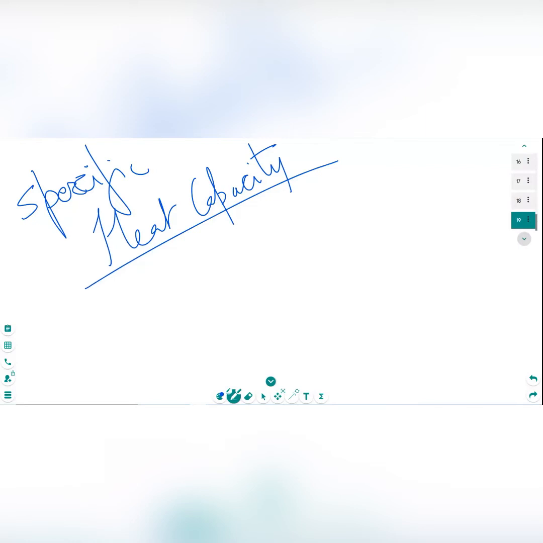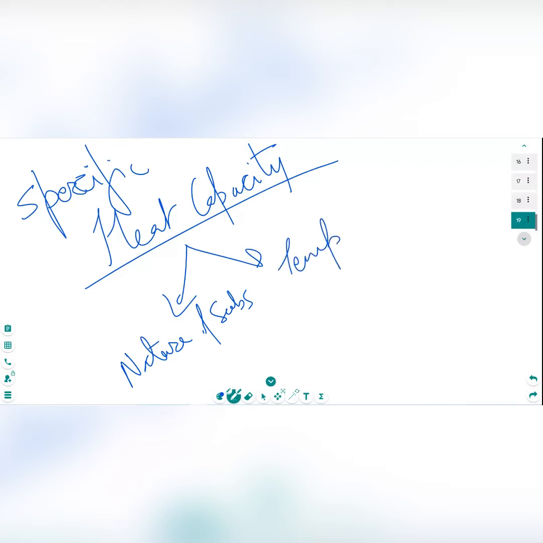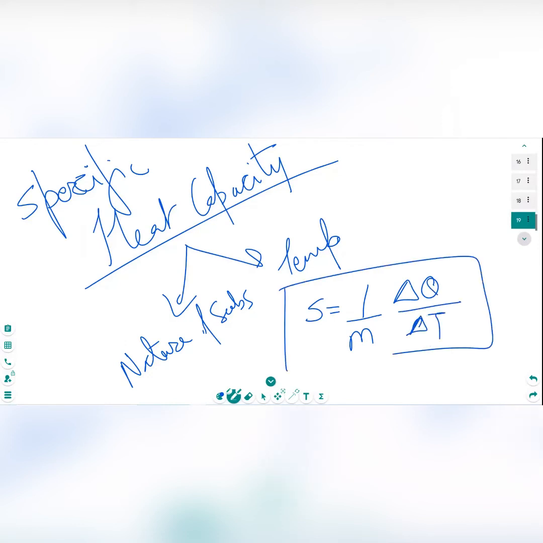So this depends upon two things. First is the nature of the substance, and secondly, it is based on the temperature. Correct? So the formula for specific heat is S equal to 1 by M del Q by del T. This is the formula.